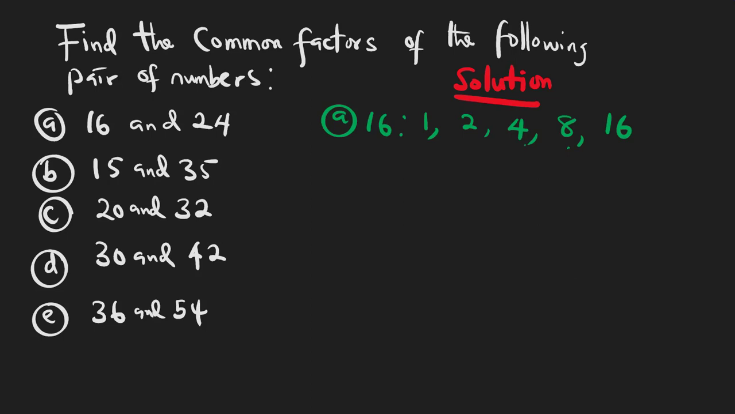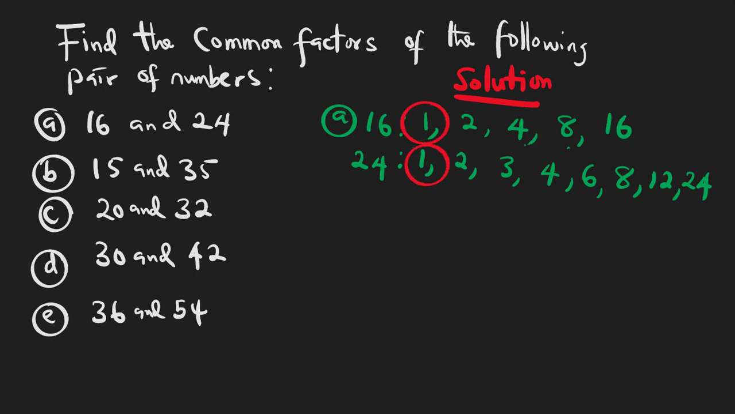Then the next one is the factors of 24. So we write 24. And the factors of 24 are 1, 2, 3, 4, 6, 8, 12, and 24. So these are the factors of 24. So the next thing is to check what are those numbers that are in common between the factors, right? Since we said a common factor is that number that can divide two or more numbers without any remainder.